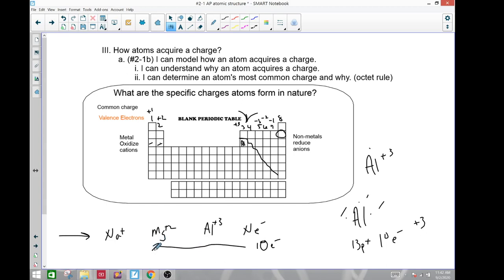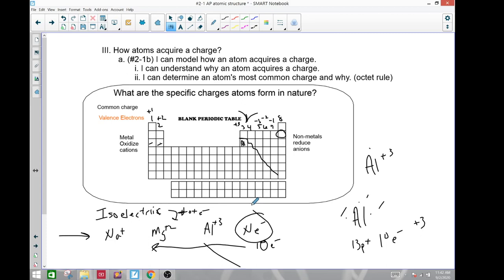So we have this term, which is called isoelectronic. All of these guys are isoelectronic, which means they have the same number of electrons. And when you have the same number of electrons as a noble gas, that's probably a good sign, because they are very stable.